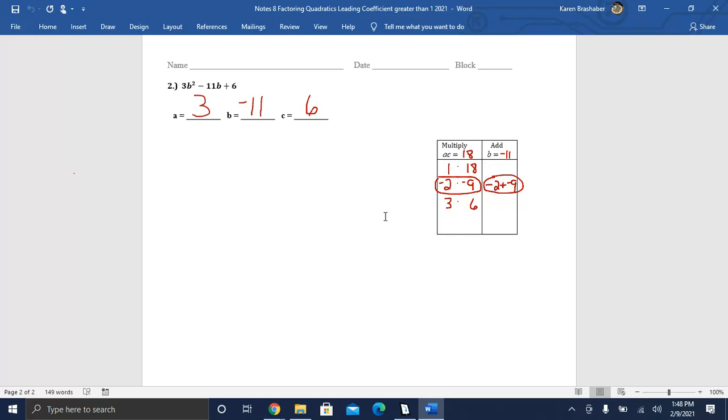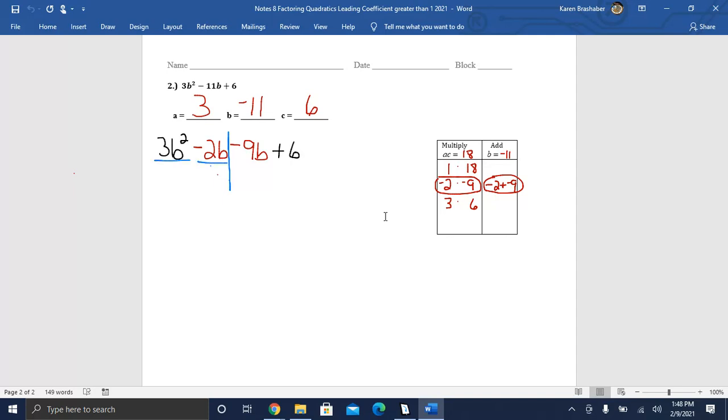So I have my first term as 3b to the second. Then the middle is split using negative 2b and negative 9b. And then we'll bring down the plus 6. We'll draw the cut line and notice that we can divide.